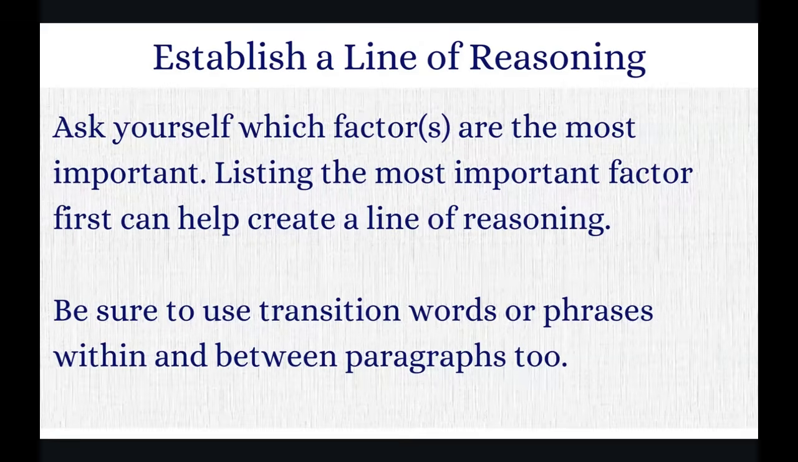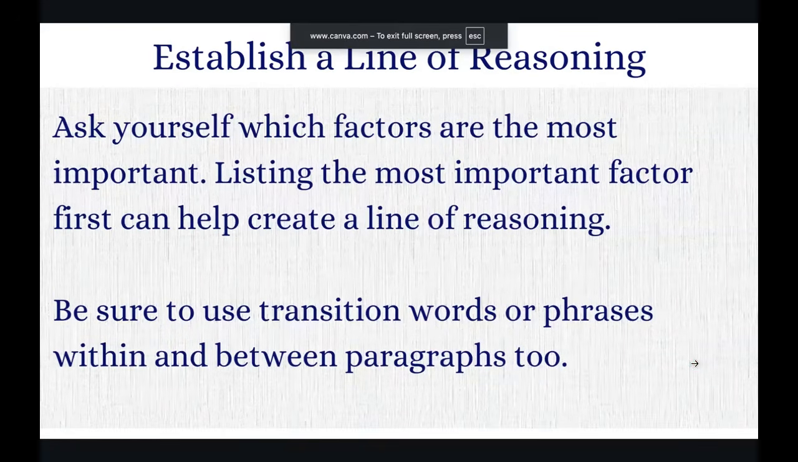So one thing you need to do is establish your line of reasoning. A line of reasoning is a logical progression of ideas. So you want to ask yourself which factor or factors are the most important. After you've read through the sources and are starting to plan your essay, you want to plan your line of reasoning. So you want to ask yourself which factors are the most important.